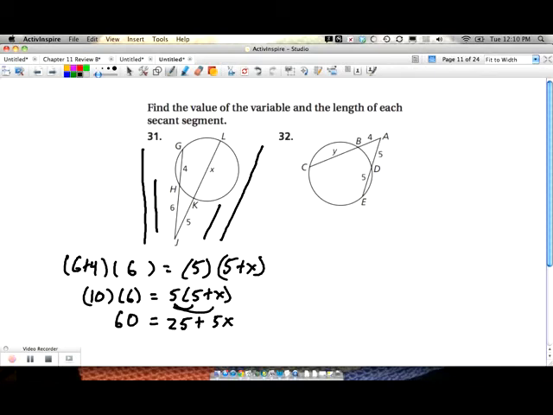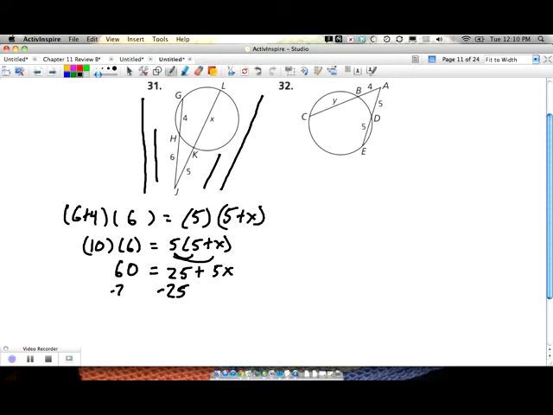Now as we work this out, we subtract 25 from both sides and we get 35 equals 5x. Divide by 5 on both sides. X equals 7. Check.